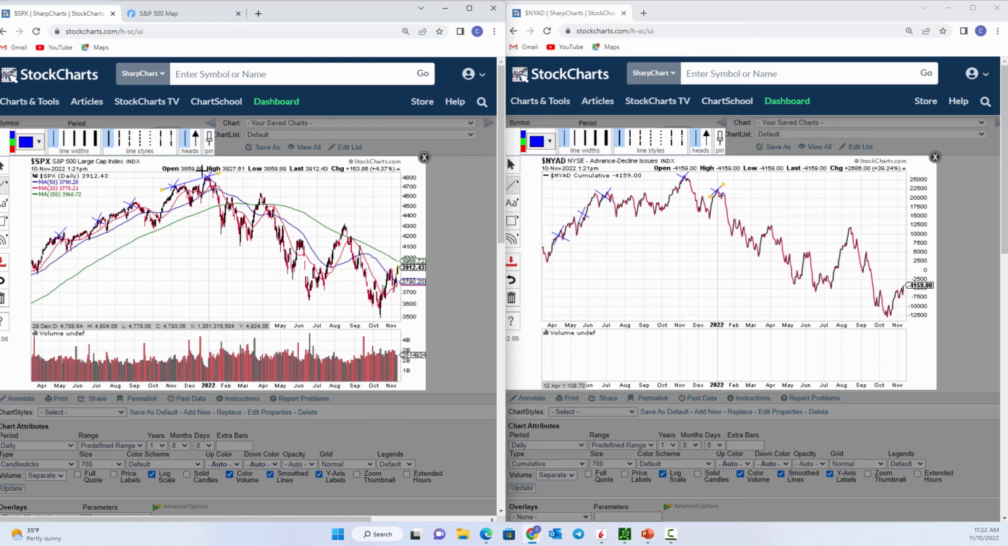The S&P ran to new all-time highs. The advance-decline line was not having it, not even close. The advance-decline line was clearly making a lower high. This is a big divergence, right? Basically, a big warning sign. This is called a bearish divergence that says, hey, don't be misled. Yes, the market went higher.